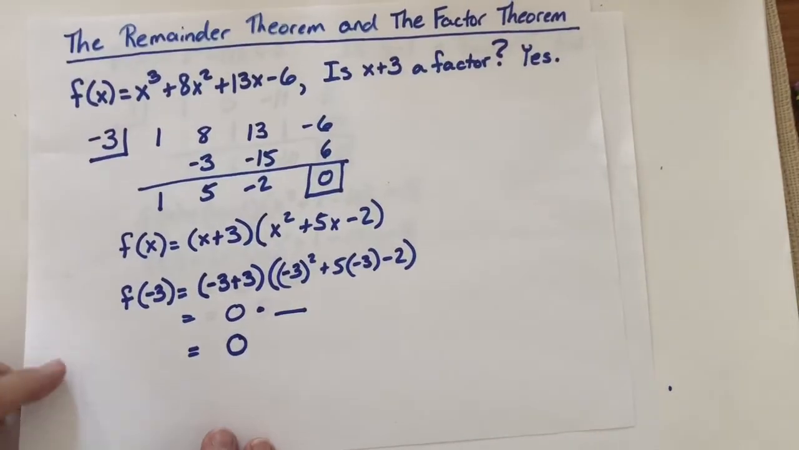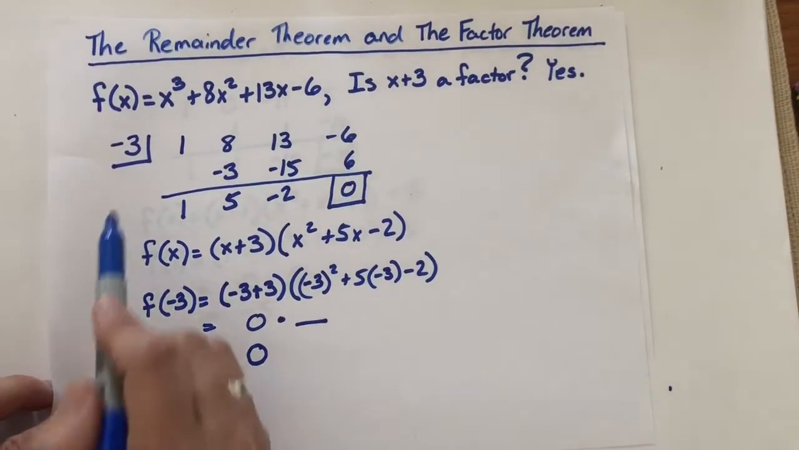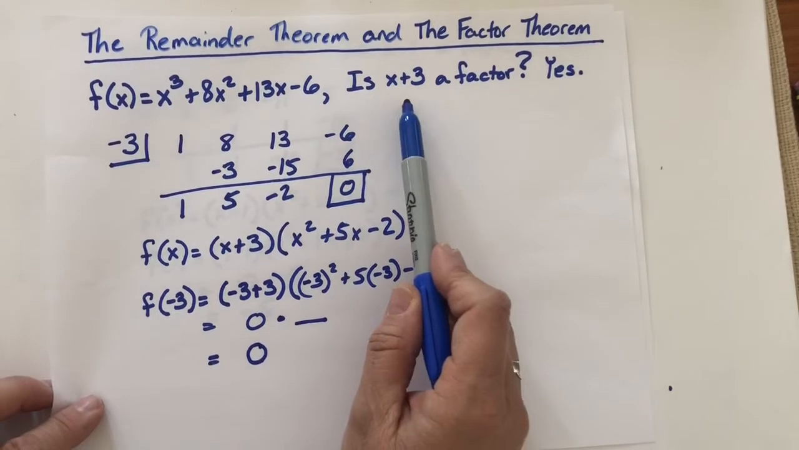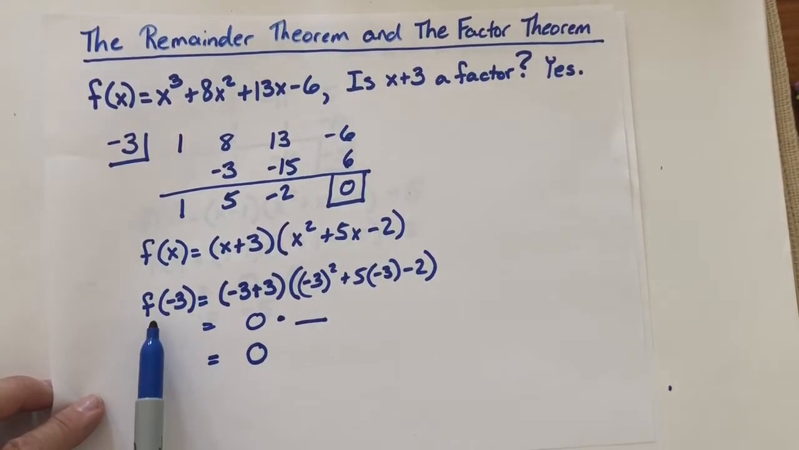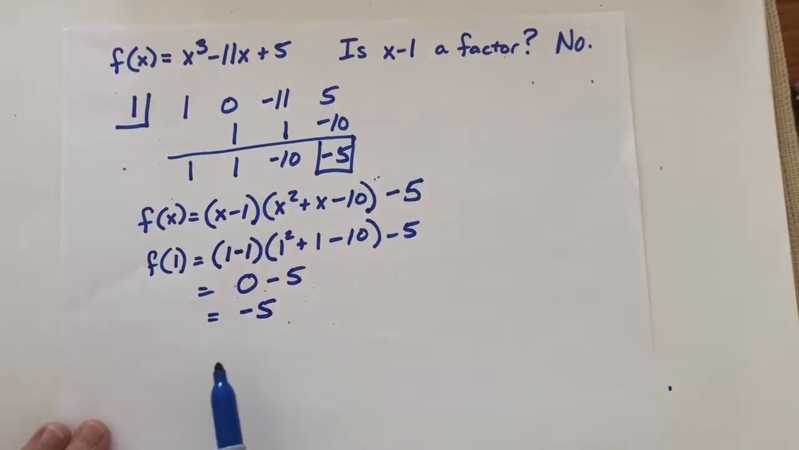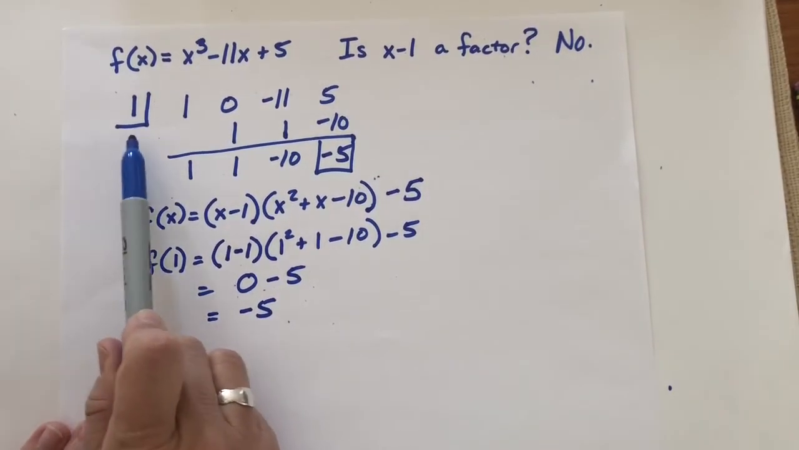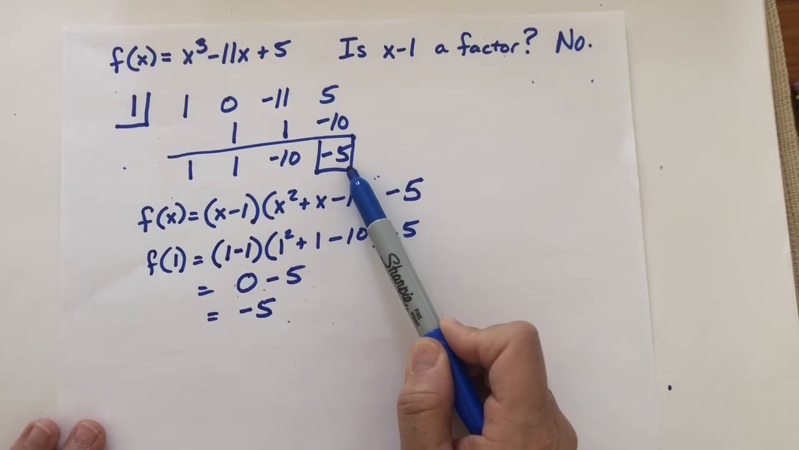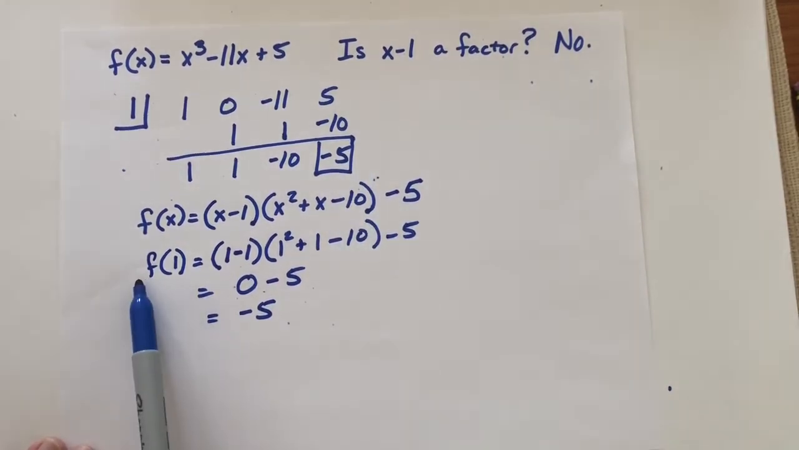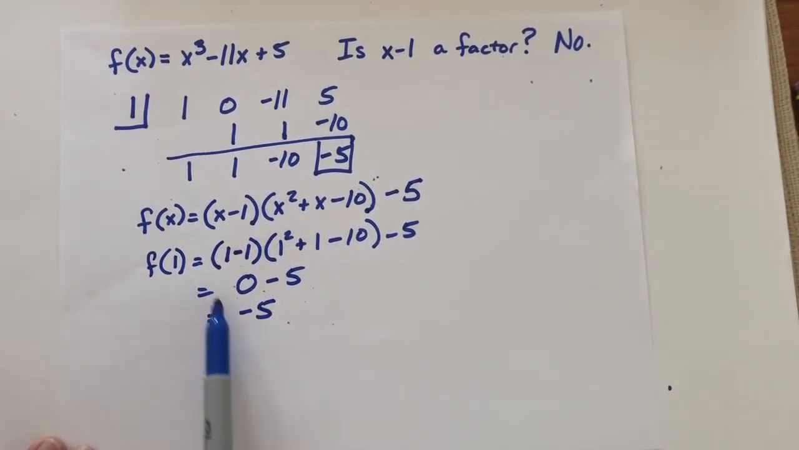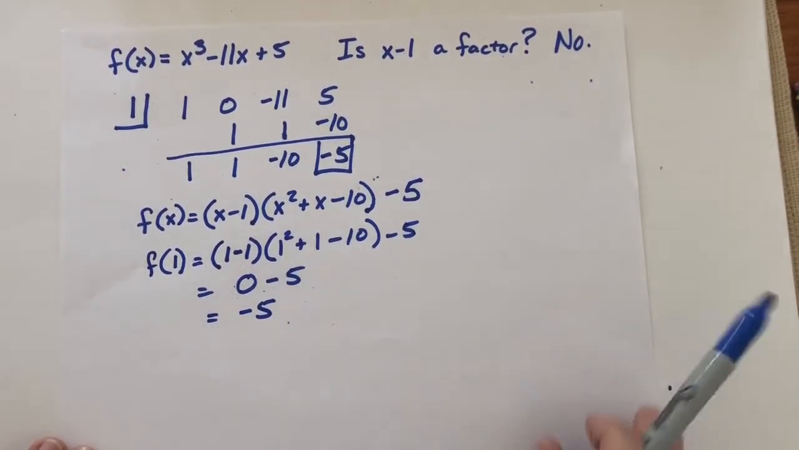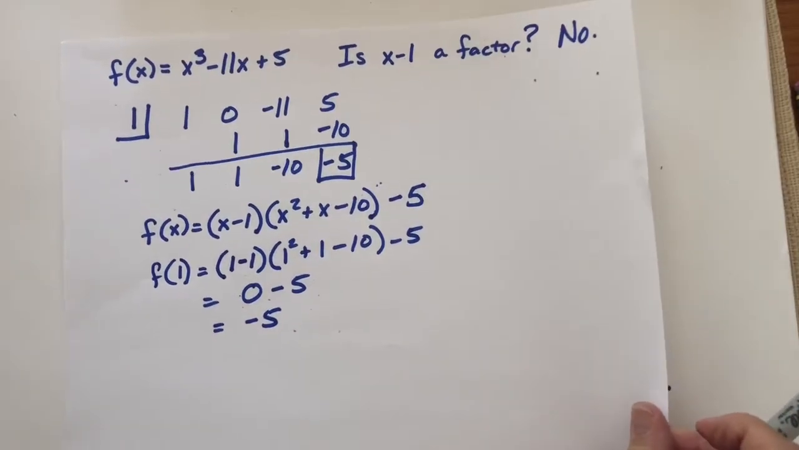Over here, when we did the synthetic division, we found the remainder when we divided by x plus 3 was 0, and f of negative 3 was equal to 0. Those two numbers were a match. Over here, same thing. When we were determining whether x minus 1 was a factor, by dividing by x minus 1, we ended up with a remainder of negative 5. And when we evaluated f of 1, we also got negative 5. These two were a match. That suggests what's called the remainder theorem.